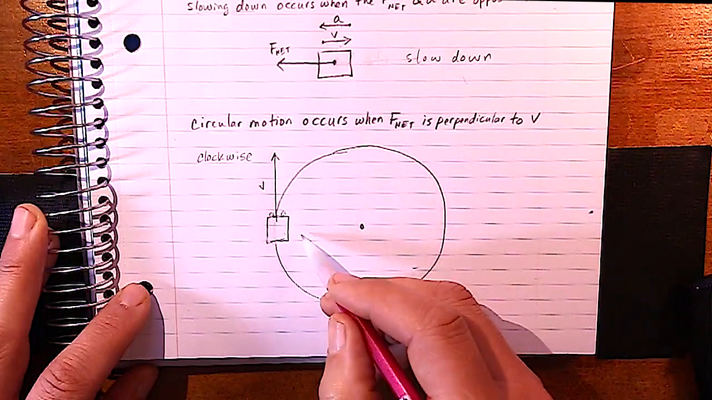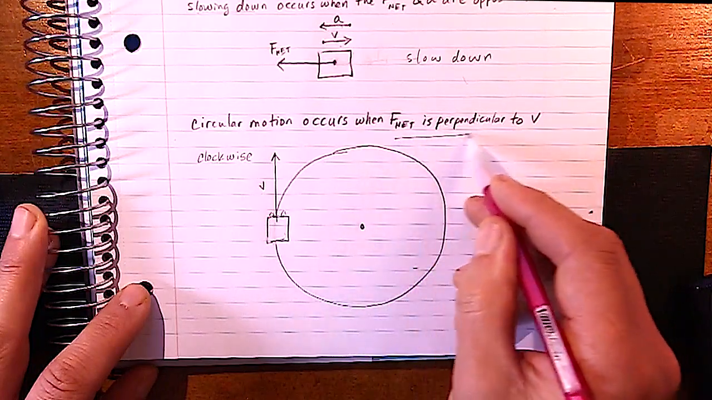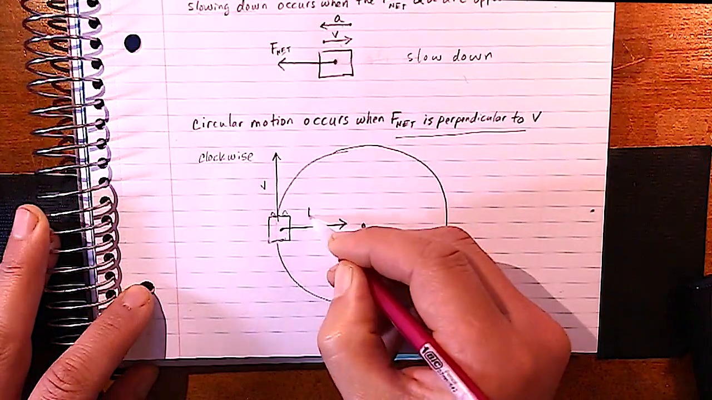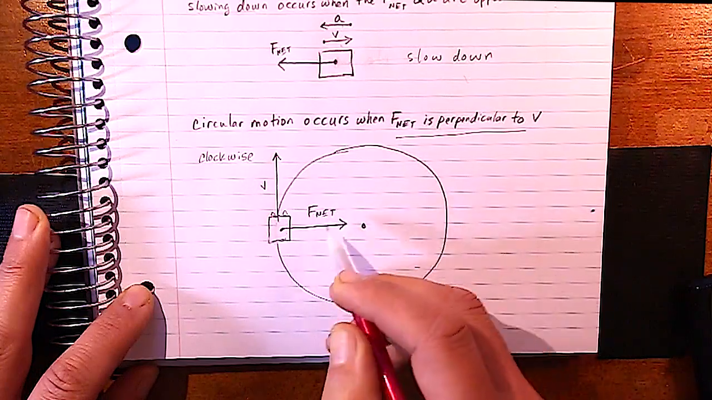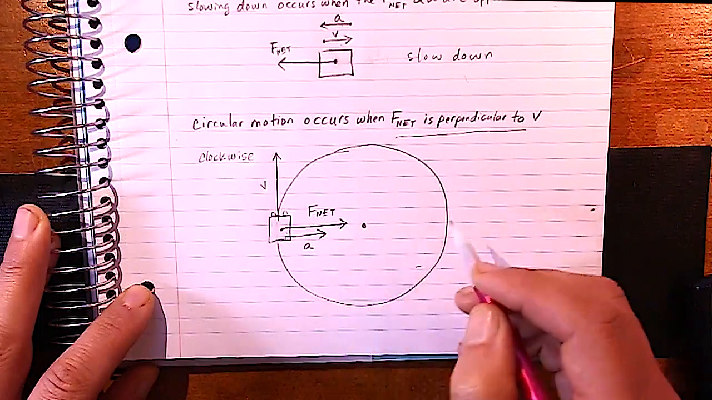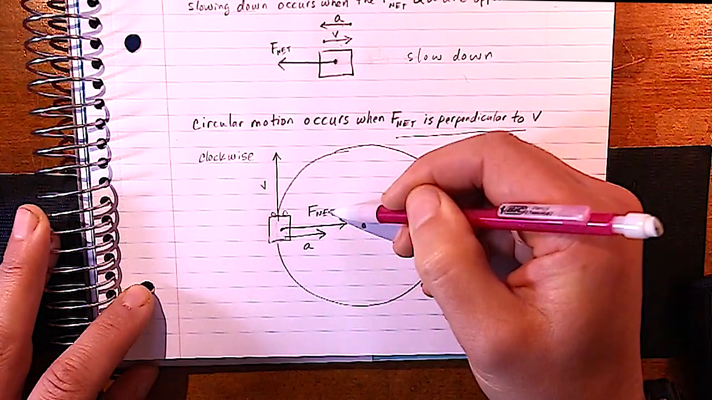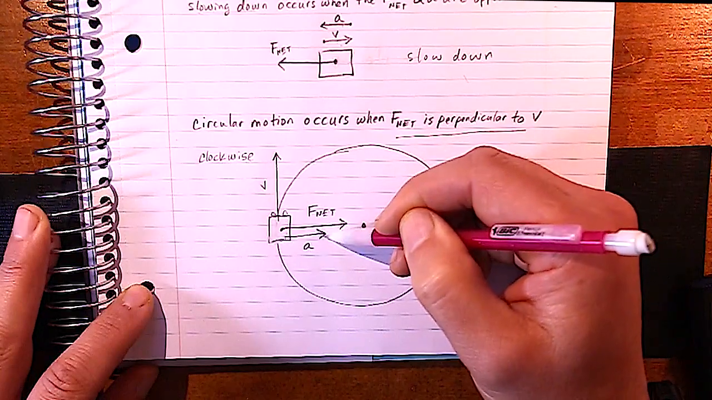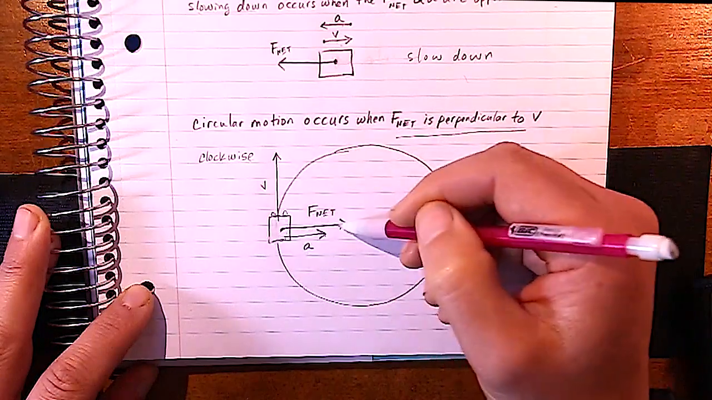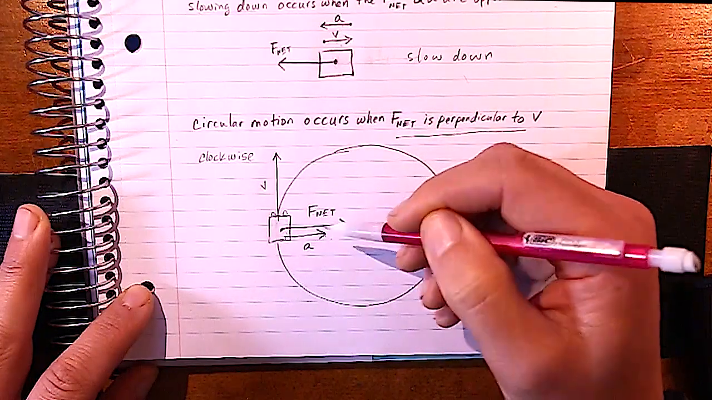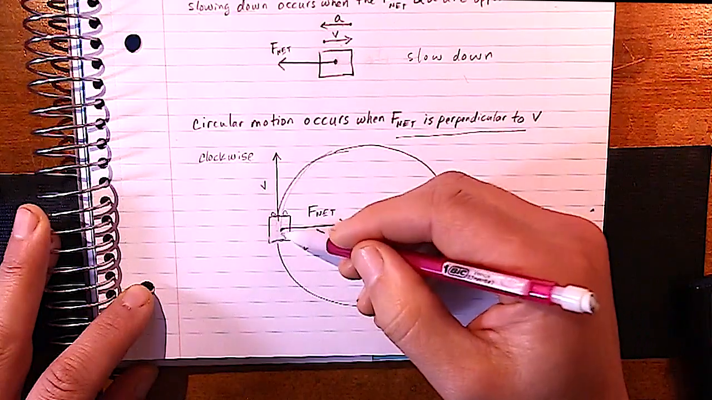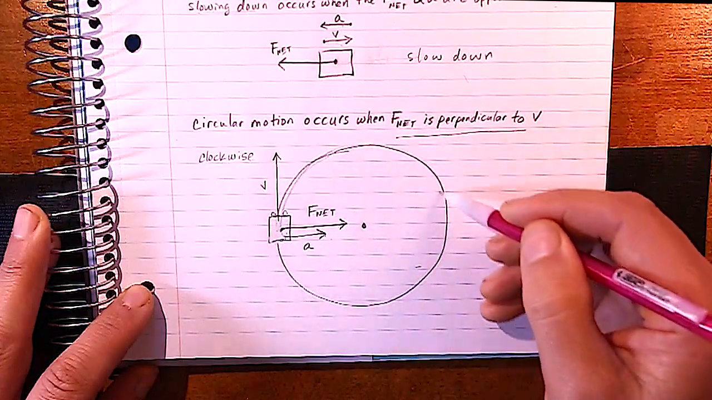But the direction of the force is perpendicular to the velocity. So the net force is this way. Now, if the net force is to the right, then the acceleration has to be to the right. So when we have a net force producing an acceleration towards the center of a circle, the velocity is perpendicular to that net force and that acceleration. That is going to produce a change in direction, and that change in direction is going to give us this curve, specifically a circle.